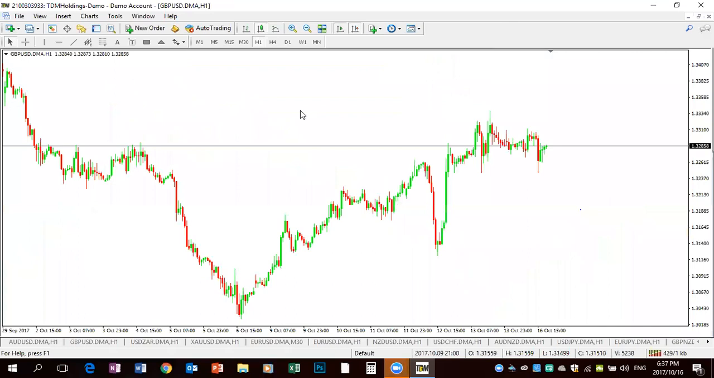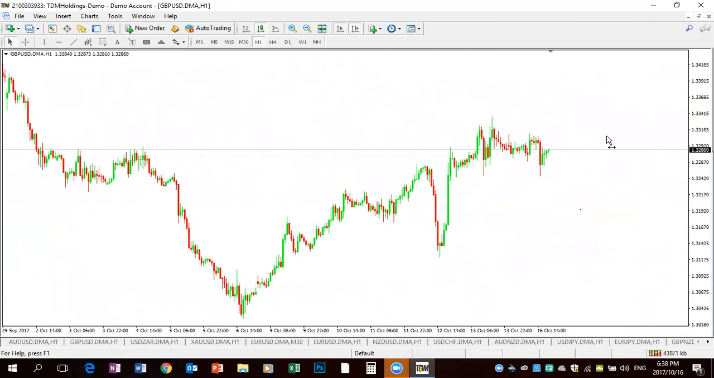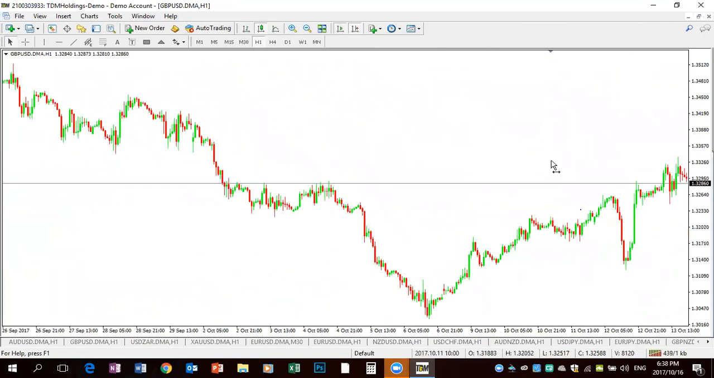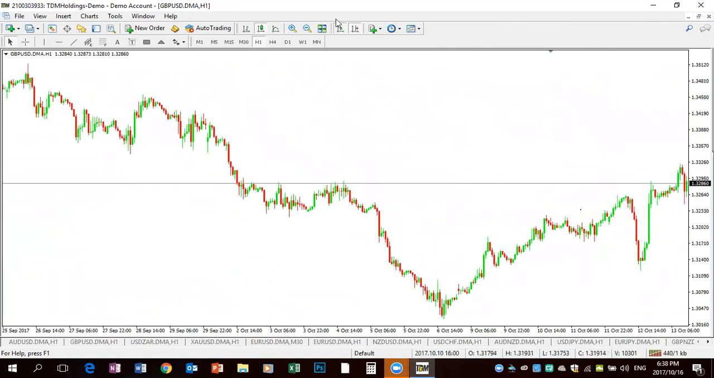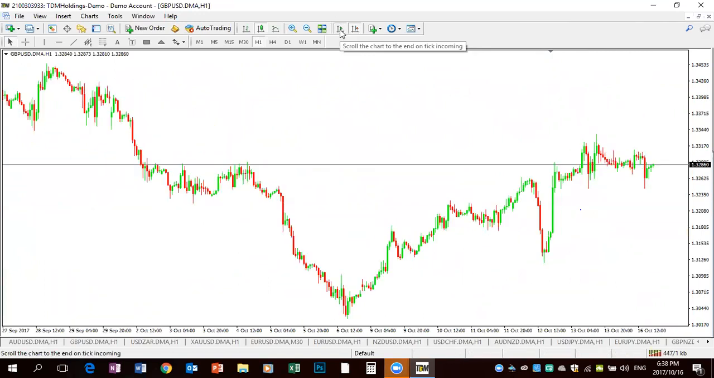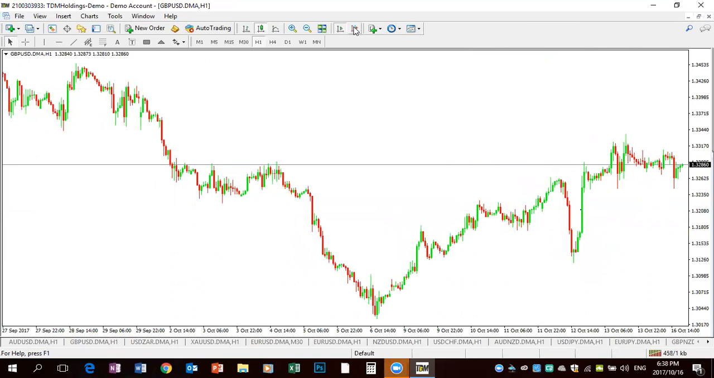the second thing that I want to go through with you to navigate this market is how to shift your charts. You can just click on the market. Can you see my cursor? I've clicked and I am dragging the market. You can click and drag the market. Or rather, you can scroll the charts to the end of tick incoming, or shift the end of the chart from the right border. Can you see? I am moving my chart using these two icons.